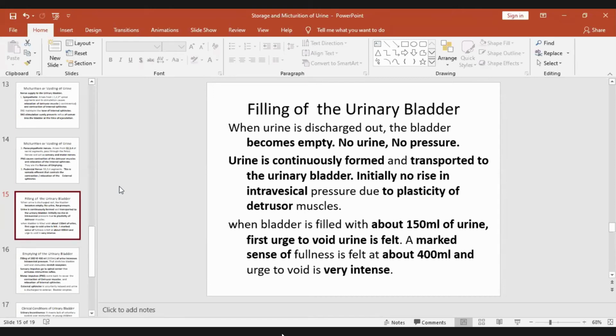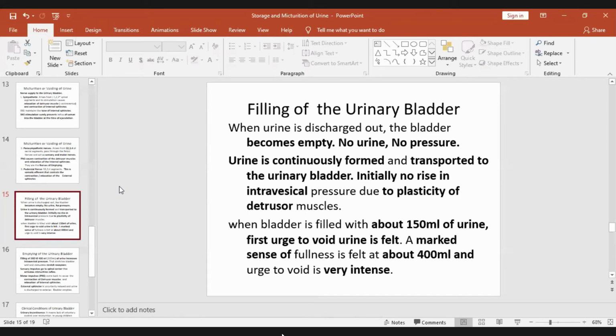Up to the level of nearly 150 ml, there is not much pressure, but at 150 you develop a desire to pass urine. The first desire to void urine is felt. A marked sense of fullness occurs.